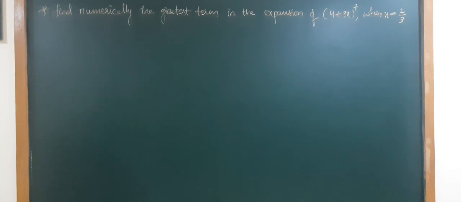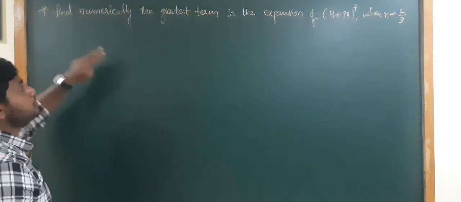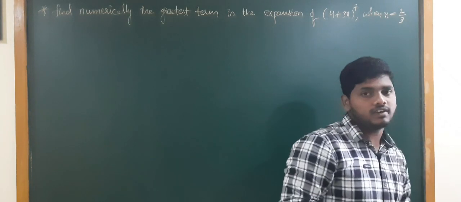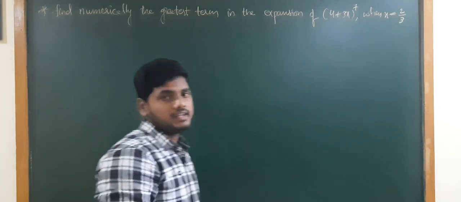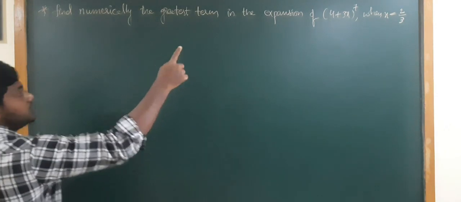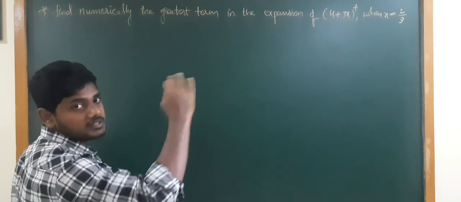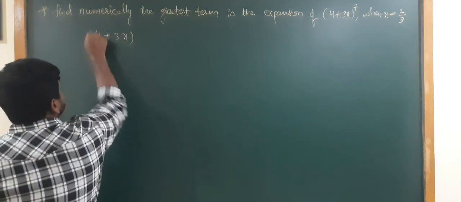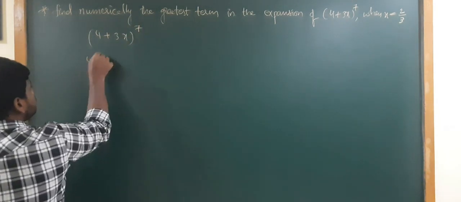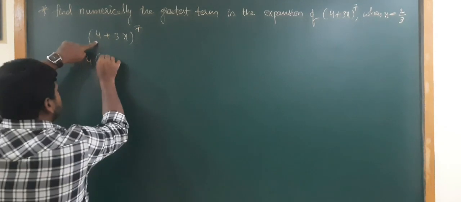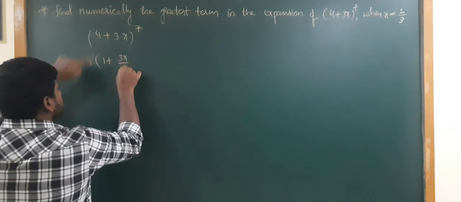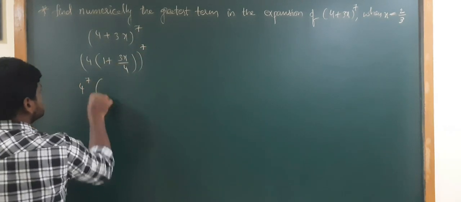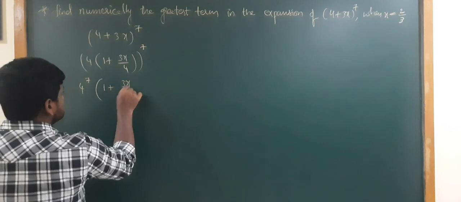The question is, so the questions will be like this. Find numerically the greatest term in the expansion (4 + 3x)^7 when x is equal to 2 by 3. See, as I said, first we need to convert it into the form 1 plus x. So from the term (4 + 3x)^7, I will take 4 common, then it will become 4 into (1 + 3x by 4) whole to the power of 7. So we can write this as 4 to the power of 7 into (1 + 3x by 4)^7.